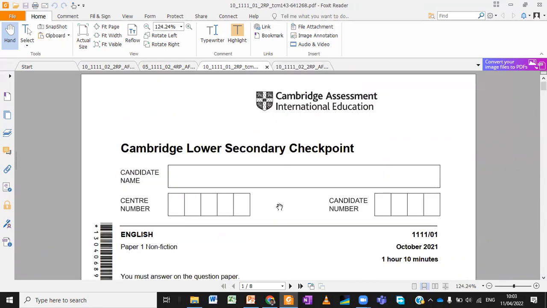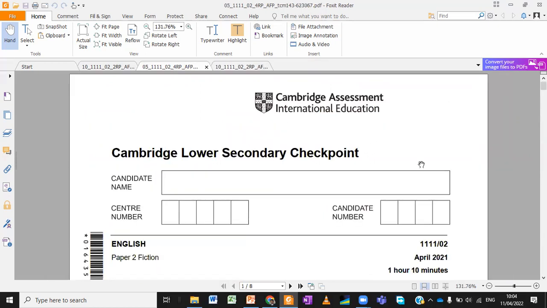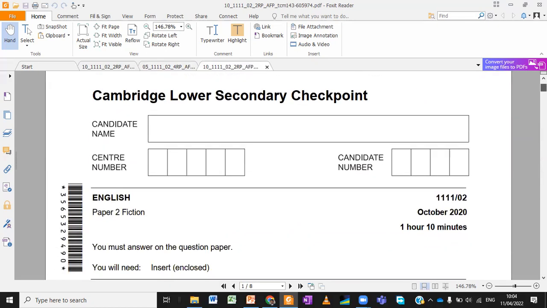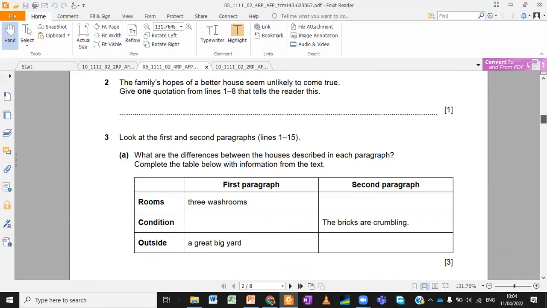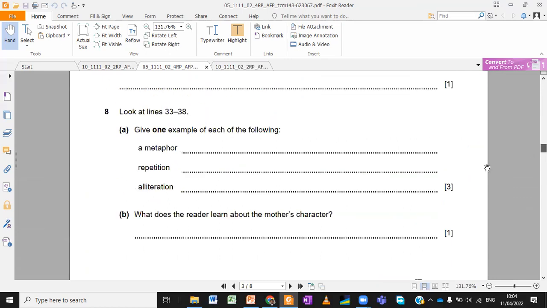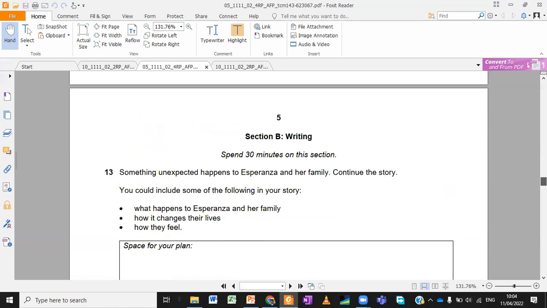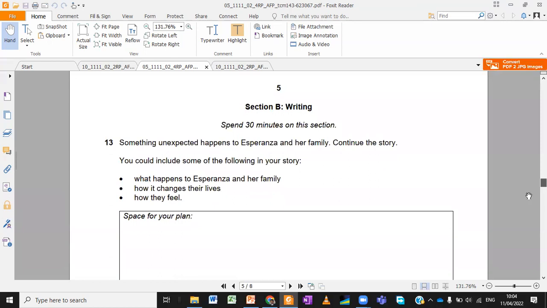Now, this is paper 2. If you look at this paper 1, and also this paper 2, this one is October 2020. This one is April 21. You find the same features. They will always ask you questions on figures of speech. So figures of speech is a very important topic if you want to do well on the checkpoint. And also the story writing, you definitely need to use the figures of speech to create imagery.